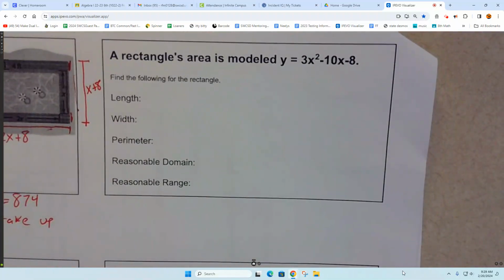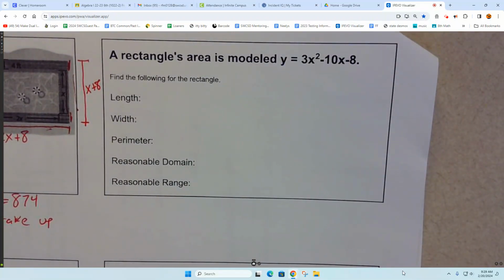This next problem was actually kind of on your last test. A rectangle's area is modeled by this. Find the following. What do we think the length and the width would be? Remember grading this one? Kind of like this? Mm-hmm. Yeah. Okay. How'd you get that?